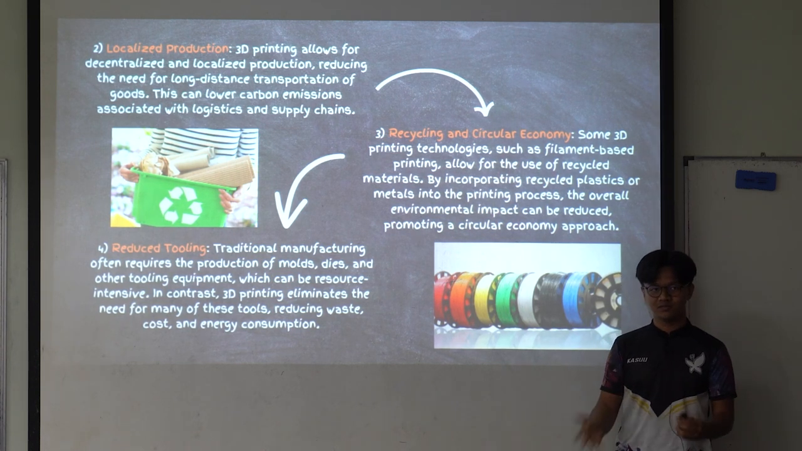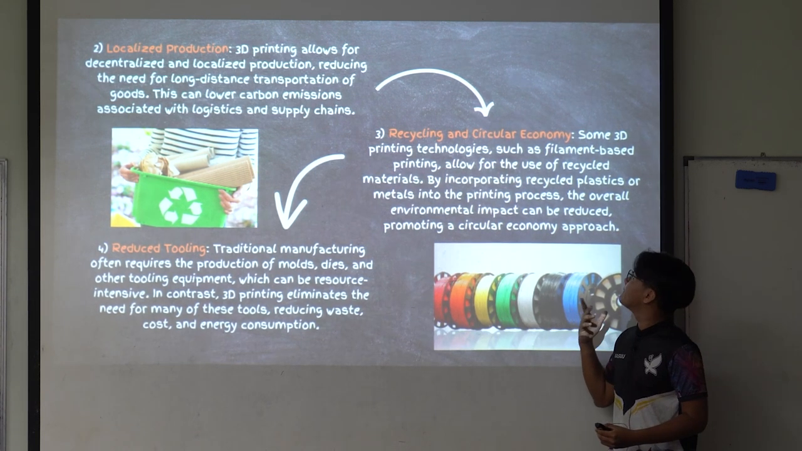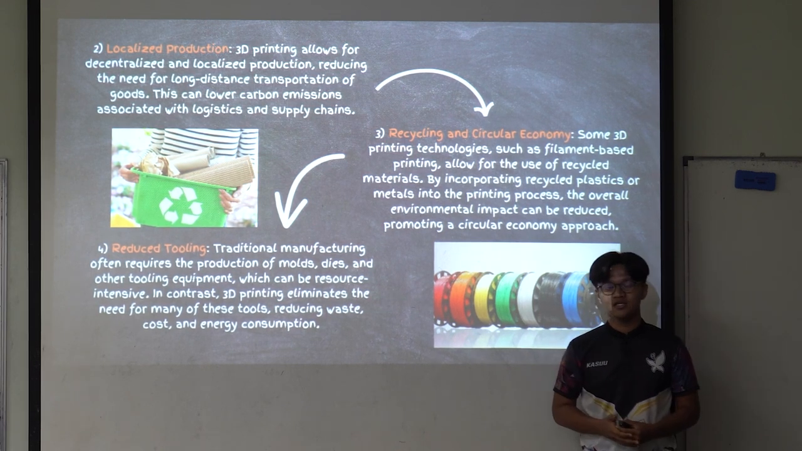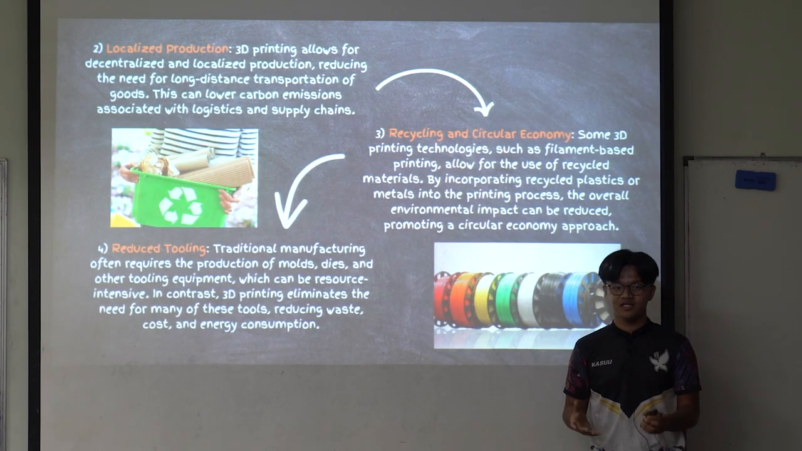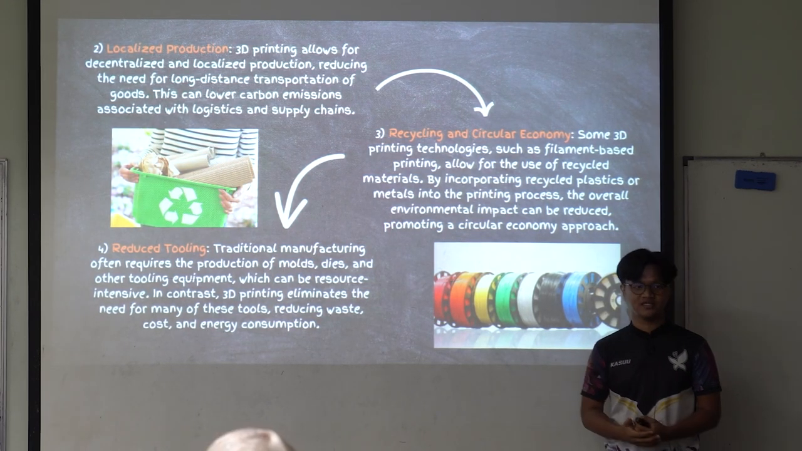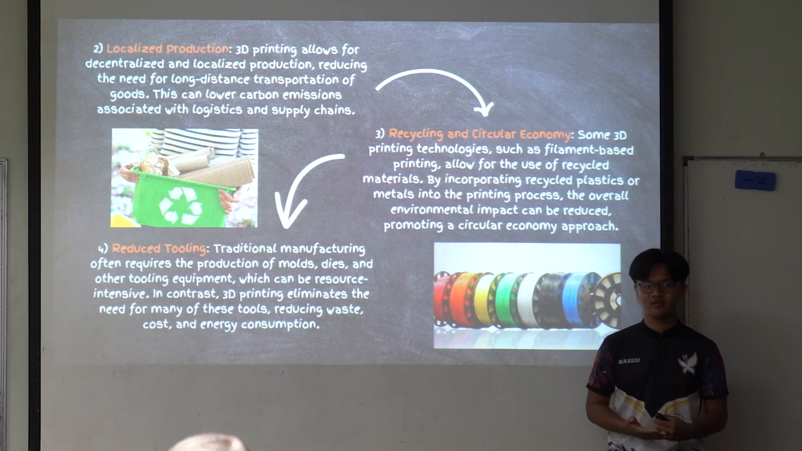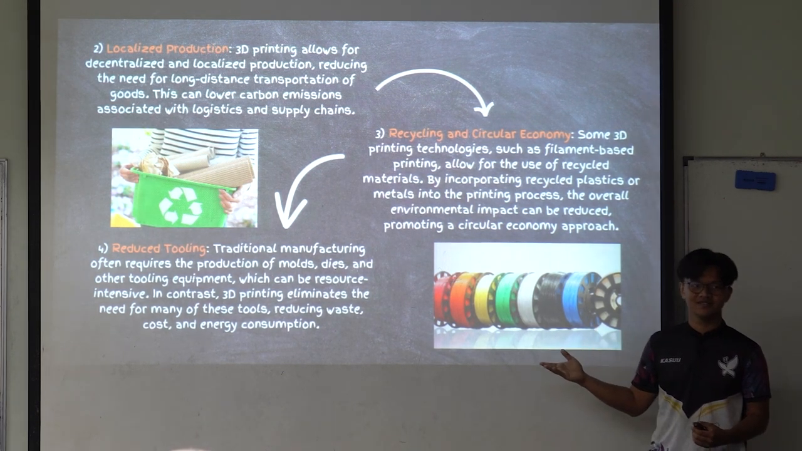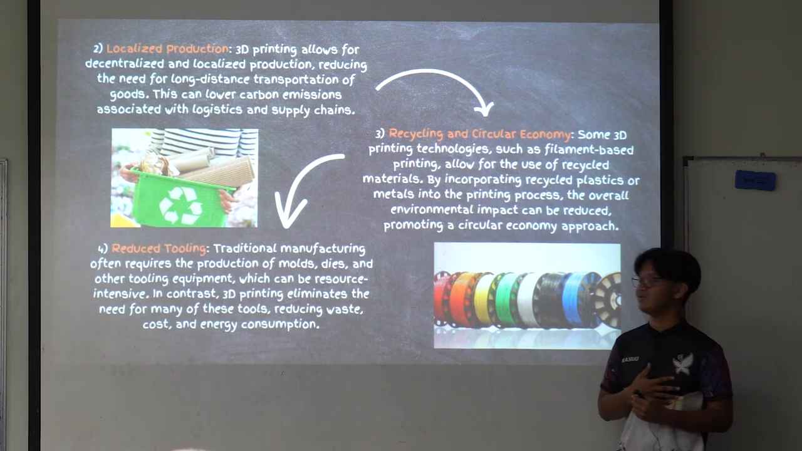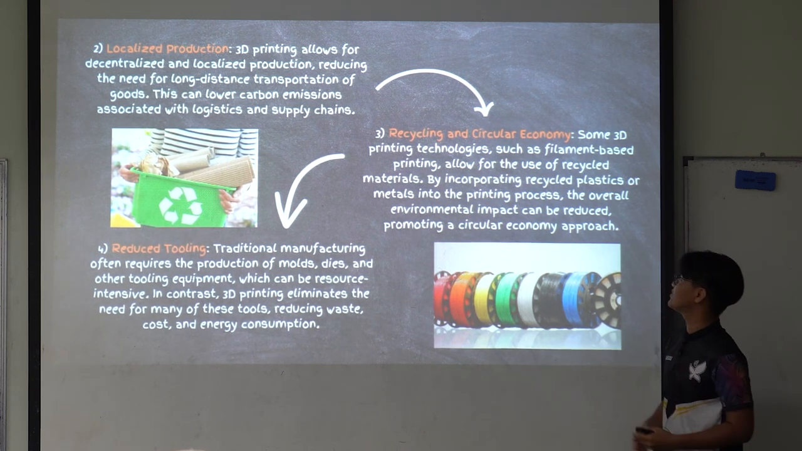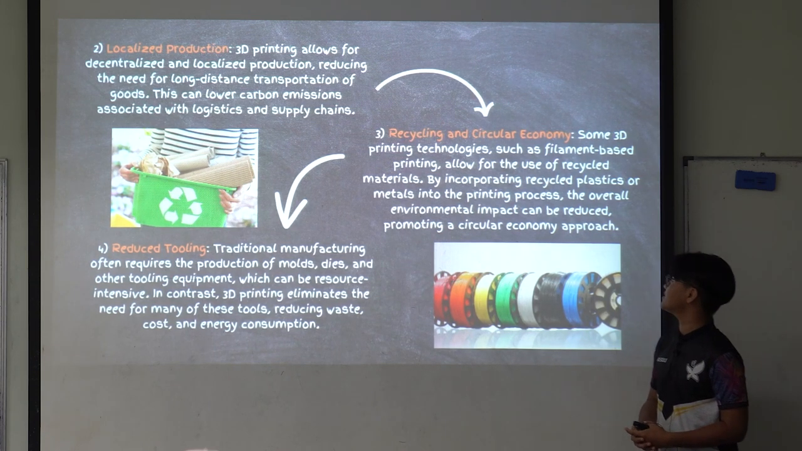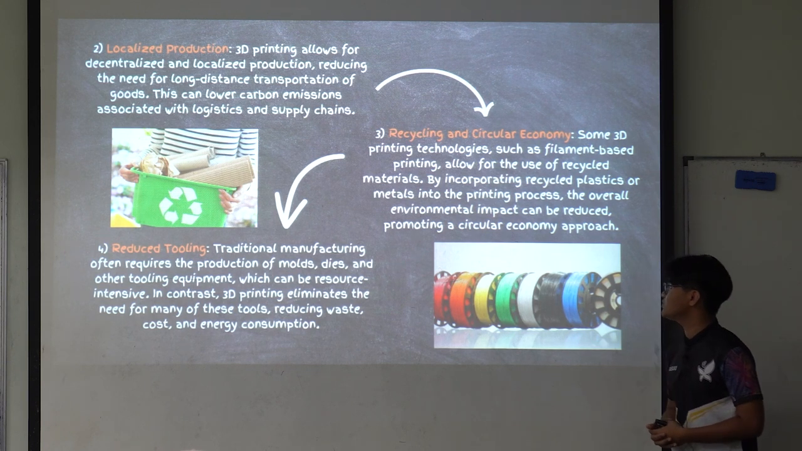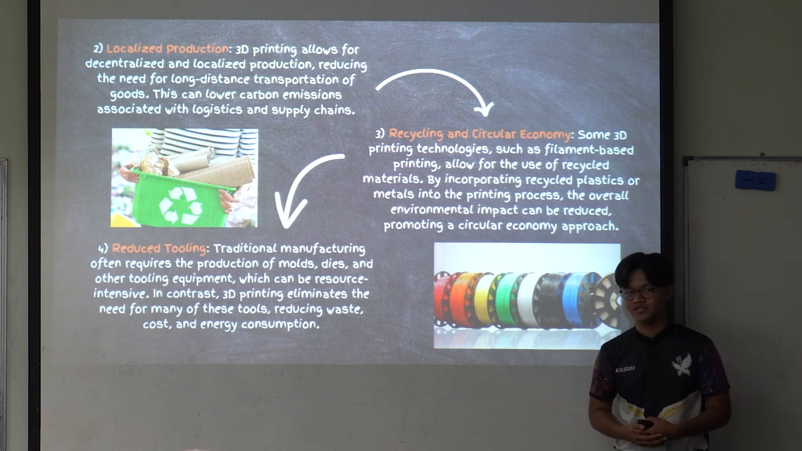So for example, like this 3D filament-based material. When you create a model from 3D printing, it is made from plastic or any other plastic, you can simply recycle it and it becomes colorful like this. There's a process for it, I don't know. And like that is the flow. So by incorporating recycled plastics or metals into the printing process, the overall environmental impact can be reduced, promoting a circular economy approach.